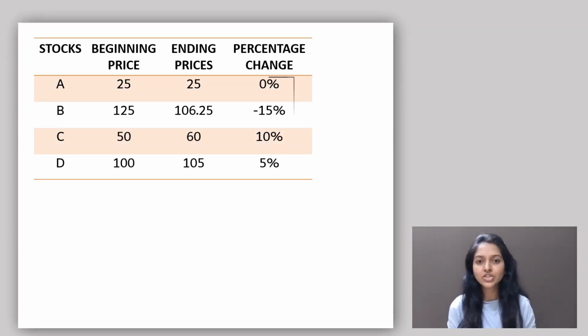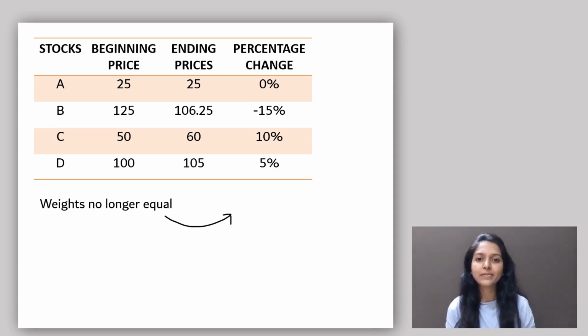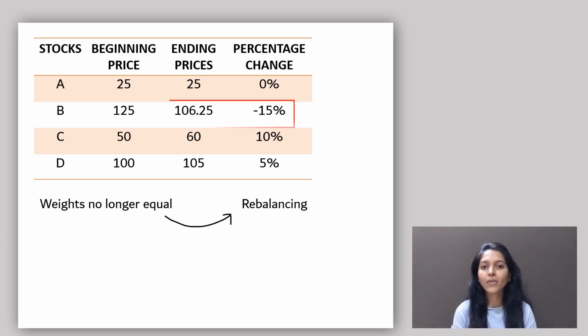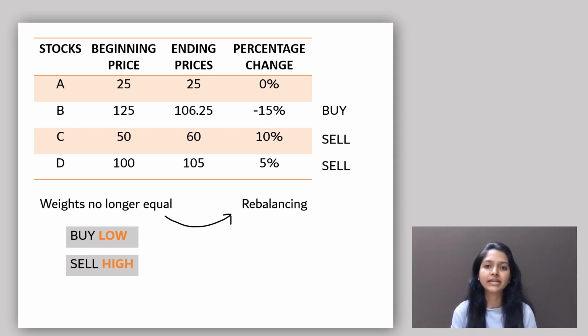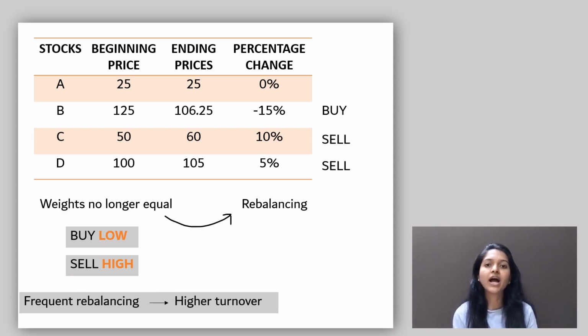Because of the changes in the share prices, the weights of all the individual stocks in the index are no longer equal. And in order to maintain that equality, the index needs to be rebalanced. We saw stock B went down, whereas C and D went up. Now, in order to maintain their weights, the index has to buy some shares of stock B and sell some shares of stock C and D. A remains untouched because it did not change. And this frequent rebalancing can result in a higher turnover, which is a drawback for this index.